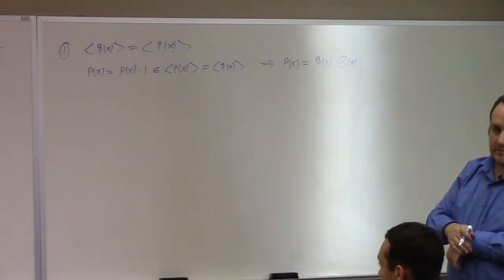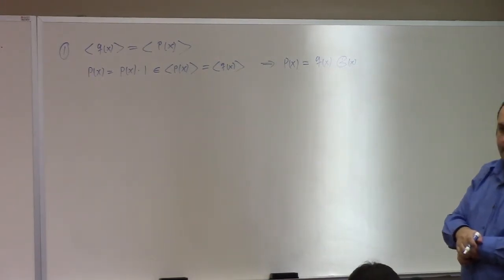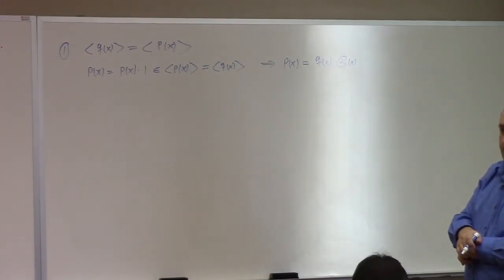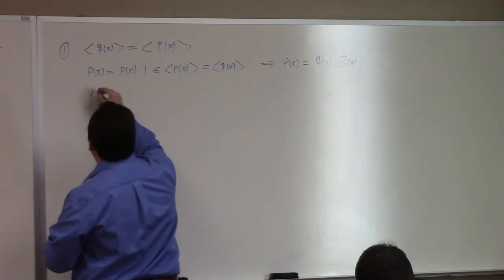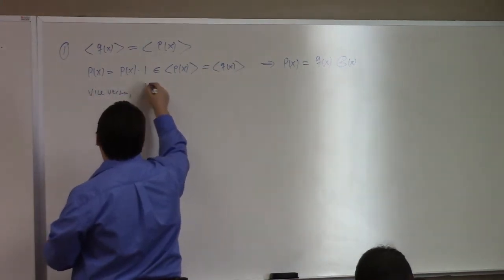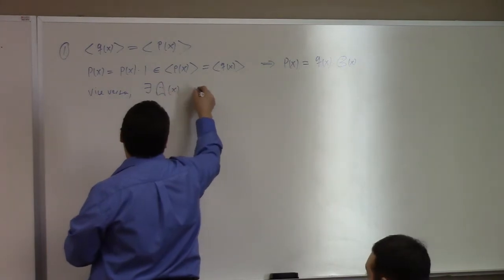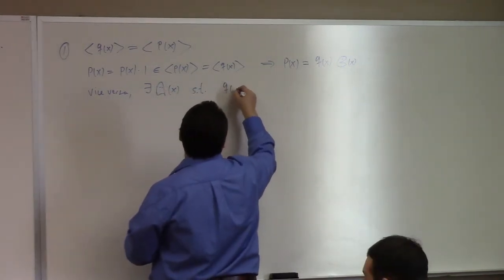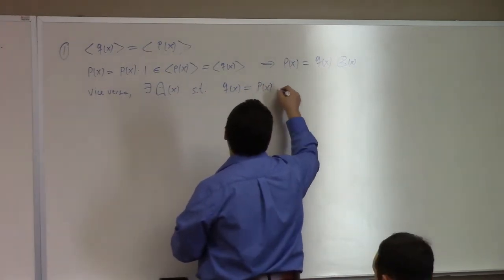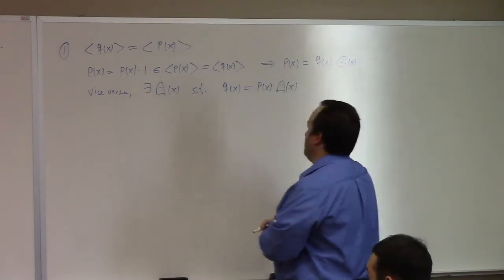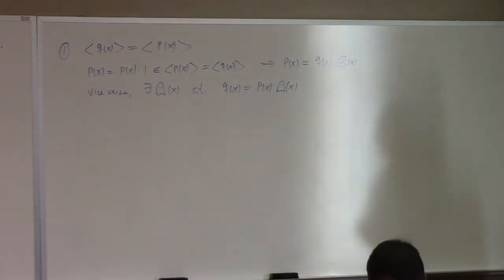But then what? Or vice versa, there exists something such that q of x equals p of x times something. I mean, if we can do it for p and q, we can do it for q and p, right? By the same line of logic. So then we're given the degree of q.